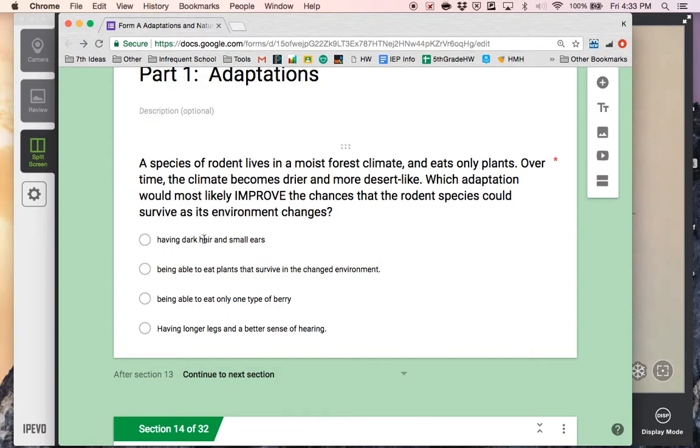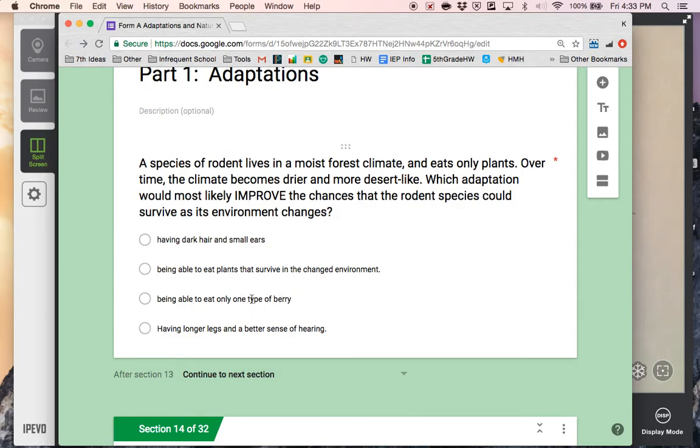Dark hair, desert-like climate, I don't think that really has anything to do with dryness. Being able to eat plants that survive in a changed environment. Does it eat plants? It only eats plants. Well, if it's going to be able to survive in this new environment, it better be able to eat the plants that are there. This is a pretty good one here. Being able to eat only one type of berry, that would be bad.